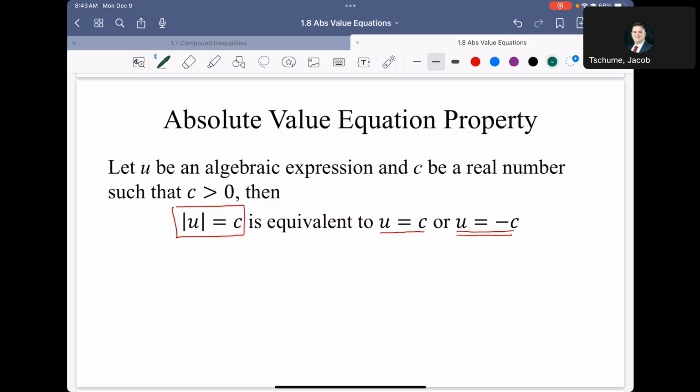Now, what I'll also mention here is that if you look back at the beginning, this says that your C value must be greater than 0. That's because if you end up with an absolute value equal to a negative number, that's impossible to solve, because an absolute value can never equal a negative number. So you will only work the problems if it's positive or if it's a 0 value, because we can do an absolute value to get 0.